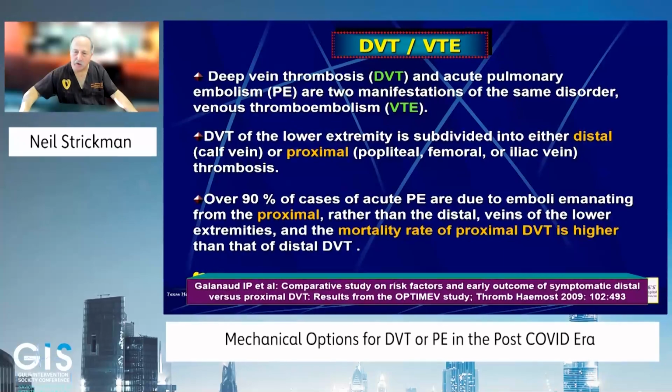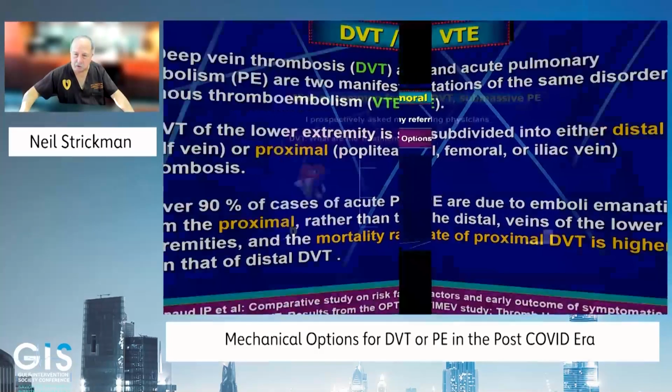DVT of lower extremity is subdivided into either distal, the calf vein, or proximal, popliteal, femoral, or iliac vein thrombosis. Over 90% of cases of acute PE are due to emboli emanating from proximal and not distal. However, distal should be treated because it can cause PE.